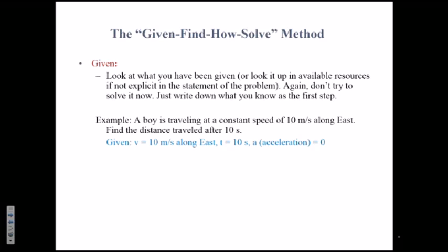Simple example. A boy is traveling at a constant 10 meters per second along east. Find the distance traveled after 10 seconds, right? And your first instinct may be, hey, this is such a simple problem. I can just go ahead and write the formula and solve it. And that may work for simple problems.